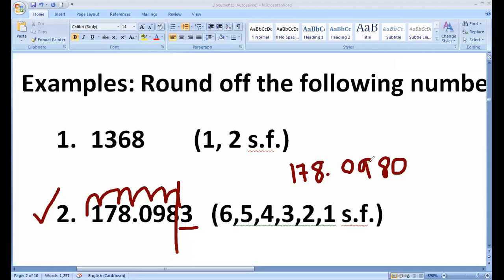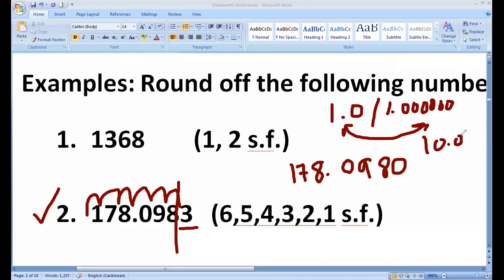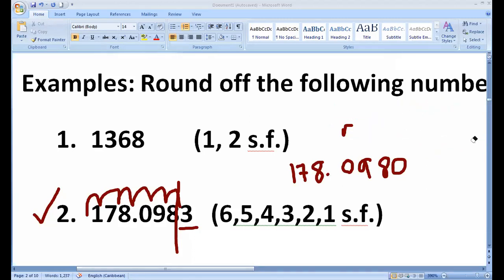Let me show you something. If I have 1.0 and 1.00000, both of them are equal, right? So once the 0 comes after the point, it doesn't have any value. It has a value if it is in front of the point. If I put a 0 in front of this point here, it becomes 10.0, which is obviously different from 1.0. All right. Any questions?